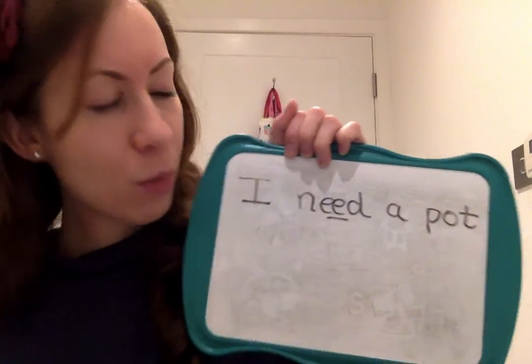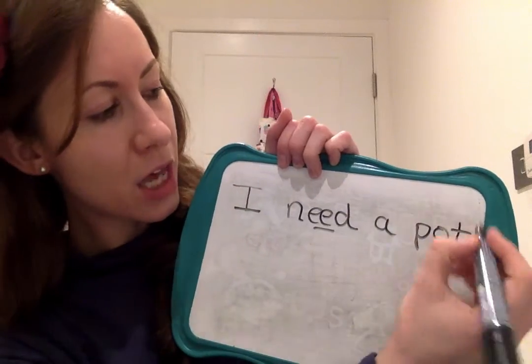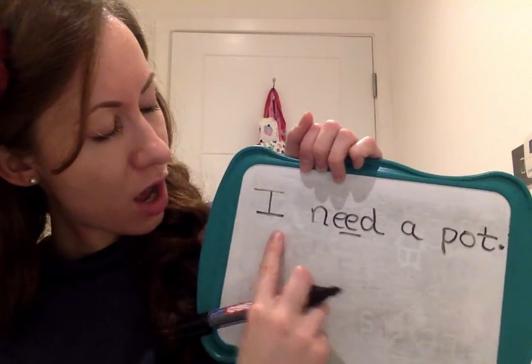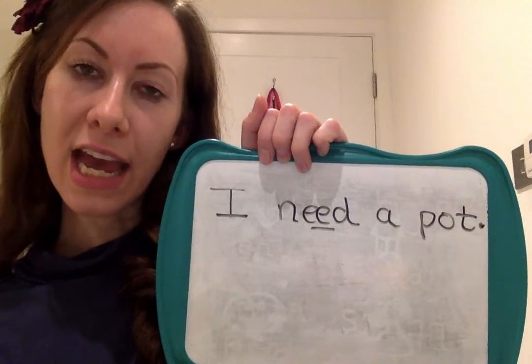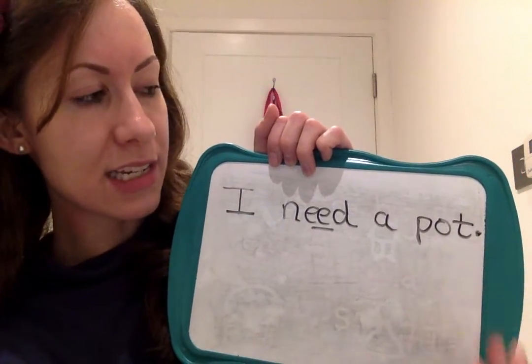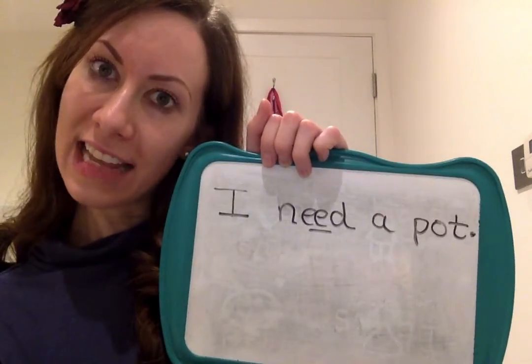P-O-T. And then what do we need at the end of a sentence? We need a full stop. That's right. So I need a pot. I need a pot. Remember, I just checked my sentence because we always want to check it to make sure it makes sense.